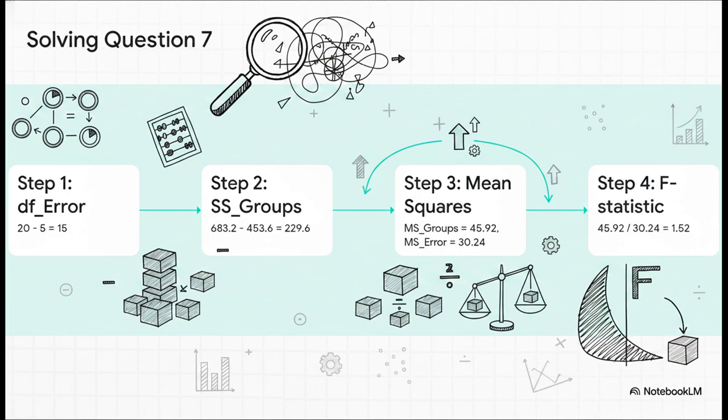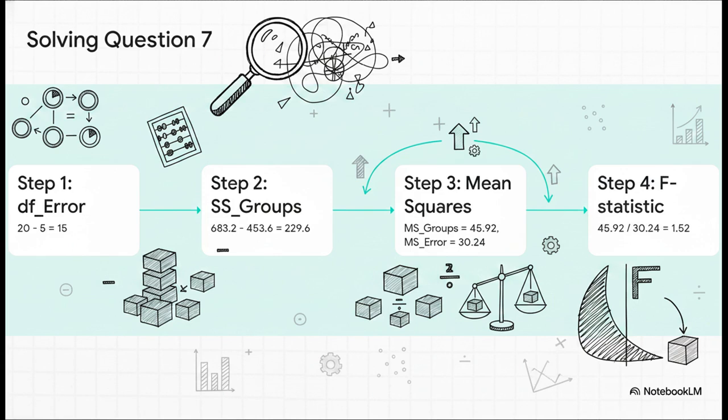Step 1, find the missing degrees of freedom for the error. We just subtract, right? Total minus groups. So 20 minus 5 gives us 15. Easy. Step 2, same logic for sum of squares. Total SS minus error SS. 683.2 minus 453.6 is 229.6. See? It's just a sequence of simple arithmetic. Step 3, now we calculate the mean squares. For the groups, we take its SS, 229.6, and divide by its DF, 5, which gives us 45.92.